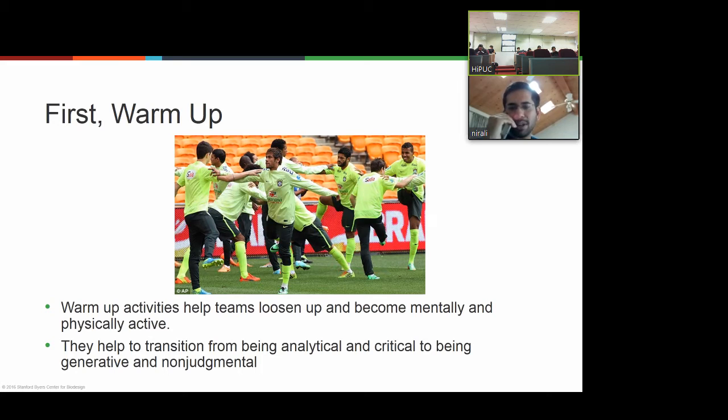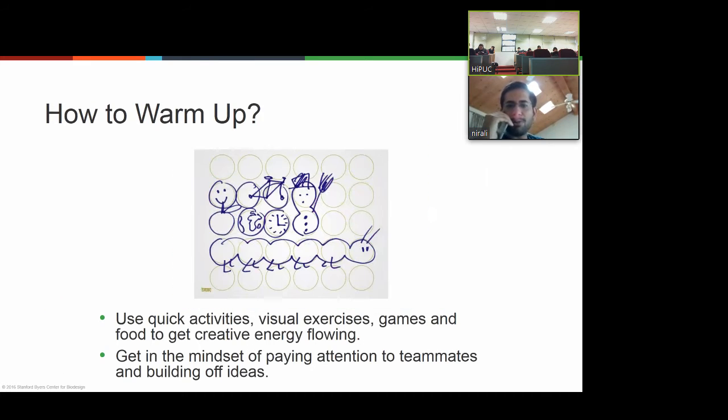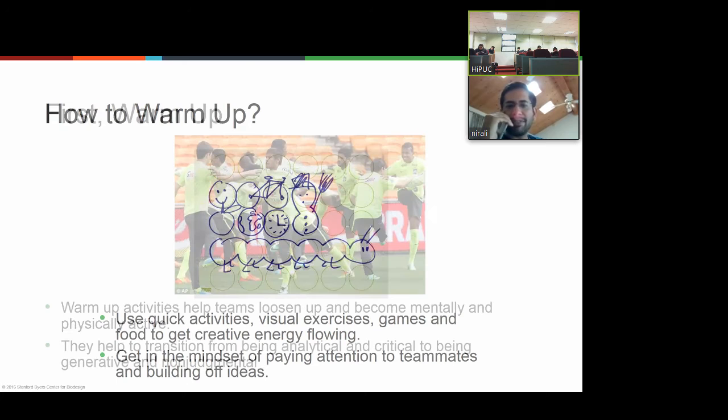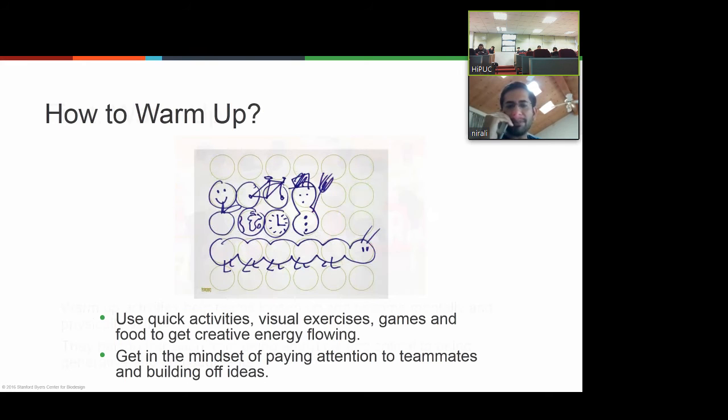Analysis and criticism is not useful in a brainstorm. Instead, you are being generative and non-judgmental. So you want to not hold back. Just let all the ideas out. So how do we warm up? You can use quick activities, visual exercises, games.